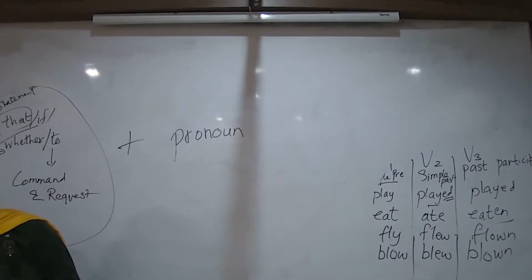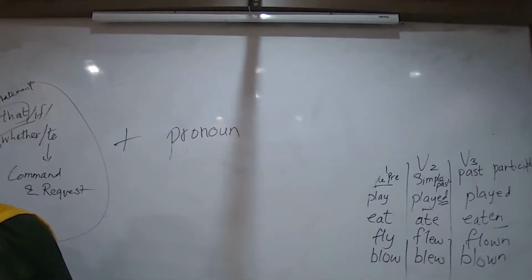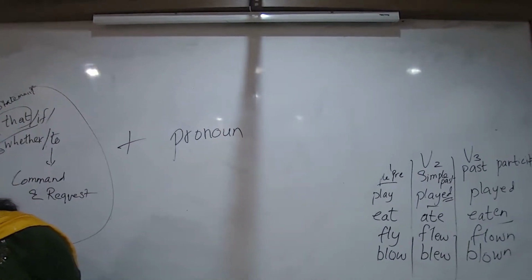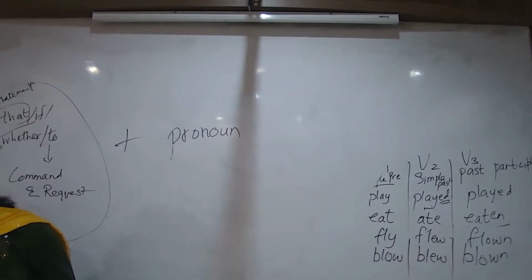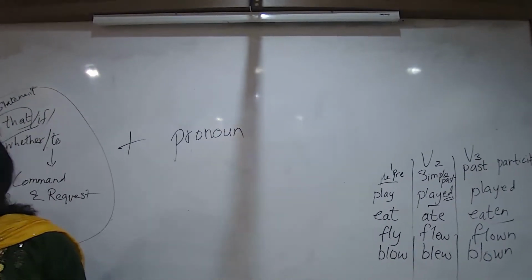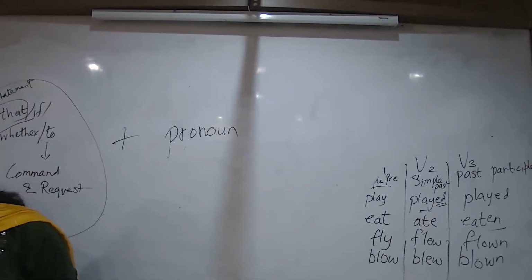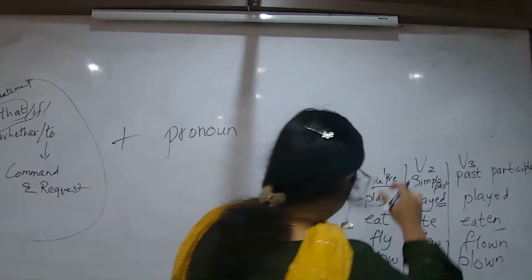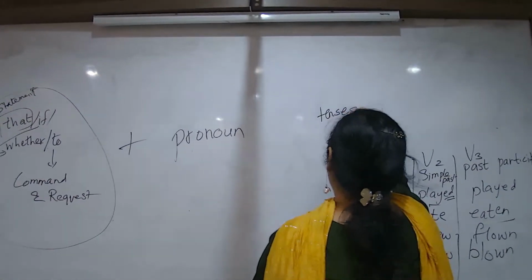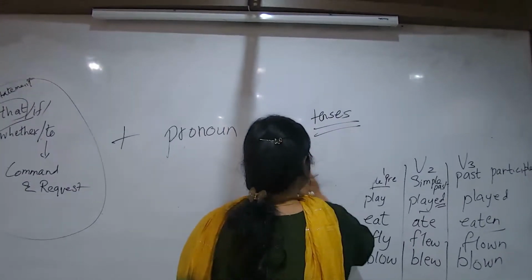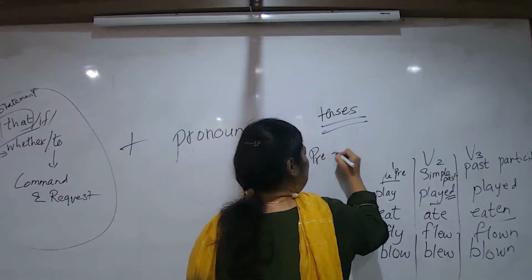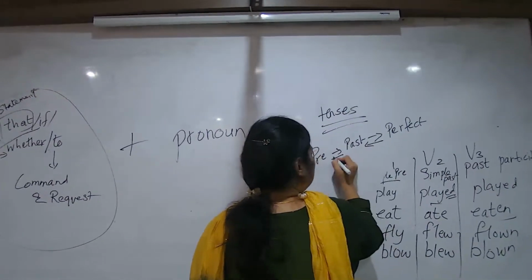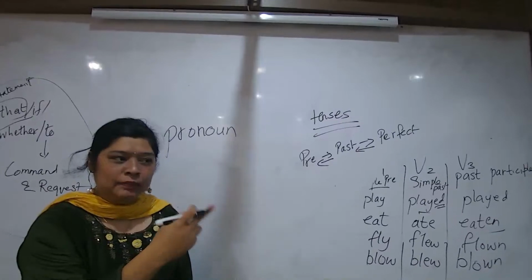Were, not "are," because present changes to past, past changes to perfect. Remember these three. Present changes to past, past changes to perfect. Future remains future only. It doesn't change. Whether it's continuous also, it will be the same: present continuous changes to past continuous, and past continuous changes to perfect continuous. Remember this formula in your head and everything will be solved. When I'm changing to direct speech, it is vice versa.